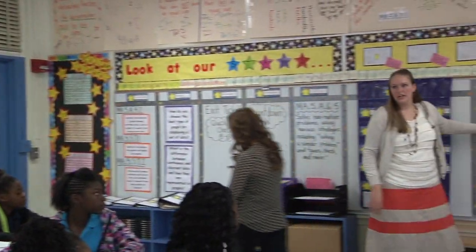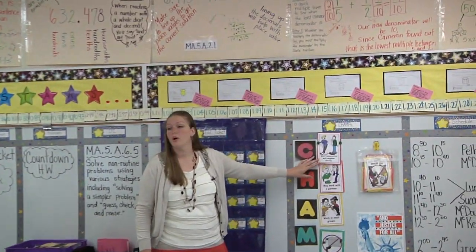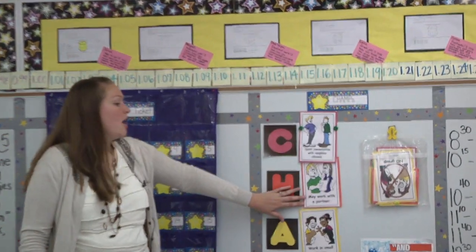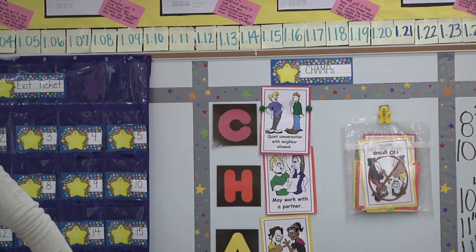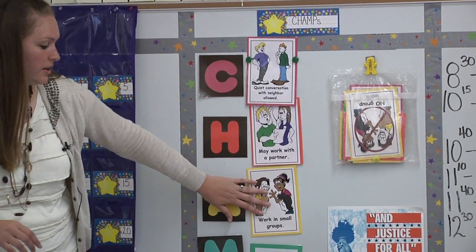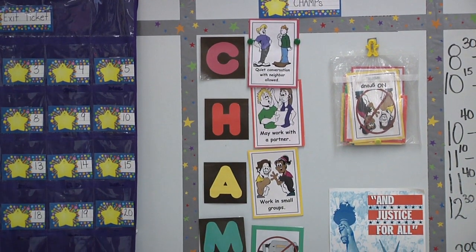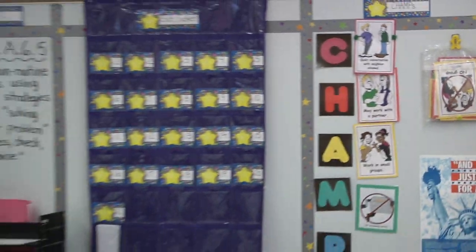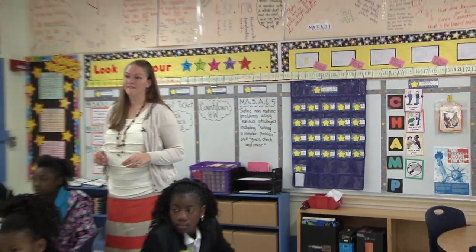Your conversation level will be at a 1. You can have a quiet conversation with a neighbor. You may work with a neighbor, but we will also be walking around to help you if you need help. You're working in small groups. Nobody is getting up to move. Are there any questions before we begin? Kian.